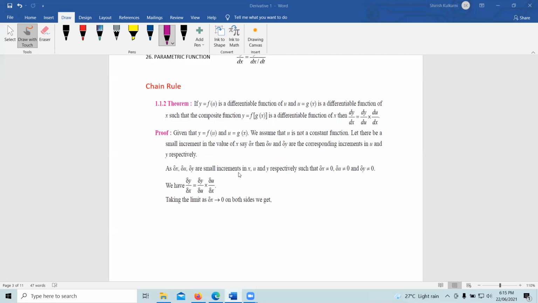Then these are the small increments in x, u and y respectively, such that del x is not equal to 0, del u is not equal to 0, and del y is not equal to 0. तो कंसेप्ट क्या है, देखो, जो हमें प्रूव करना है, suppose dy by dx is equal to dy by du into du by dx, ये हमें प्रूव करना है. Then this can be written as del y by del x is equal to del y by del u into del u by del x.